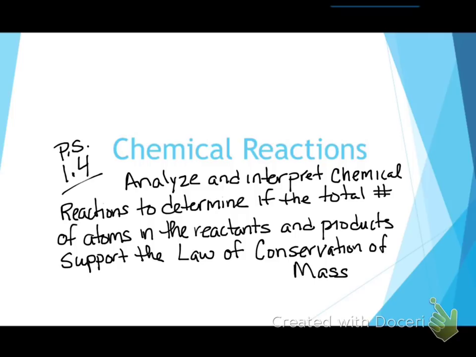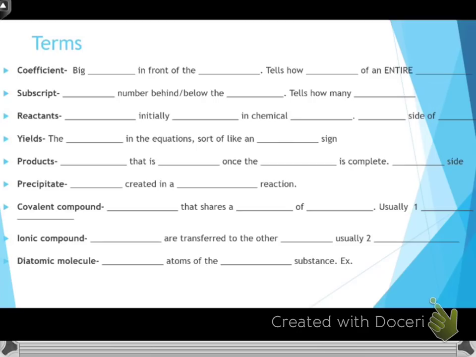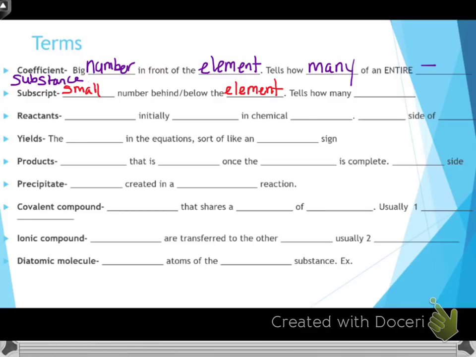Alright, so the first batch is a bunch of vocabulary words that you should know most of these. Several of them are review. Some of them are new. So coefficient is the big number in front of the element. It tells how many of the entire substance. So I knew I couldn't fit the word substance on that line over there, so I moved it below. Substance. Alright, the subscript then is the small number behind or below the element. It tells how many of that atom.